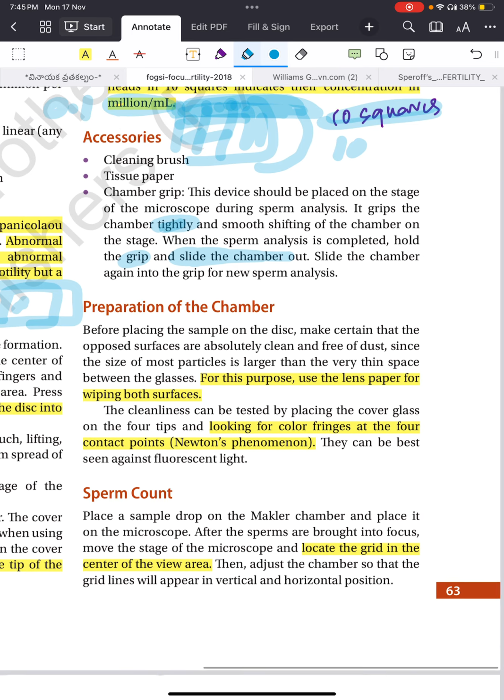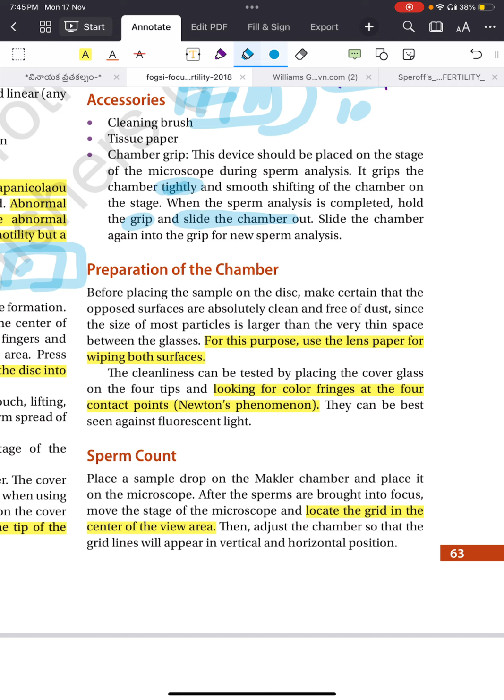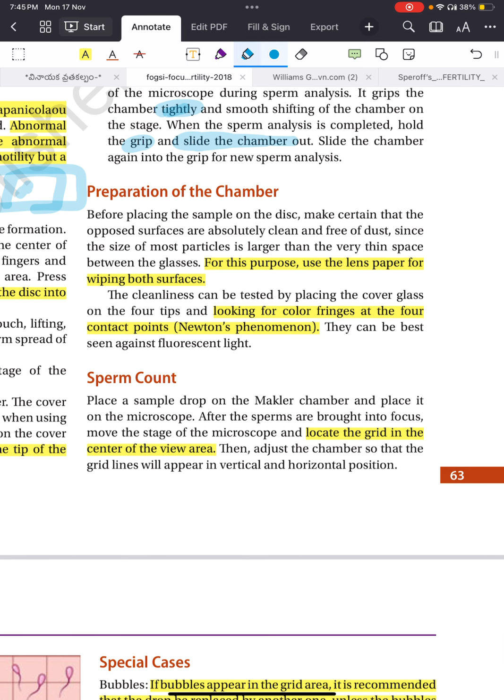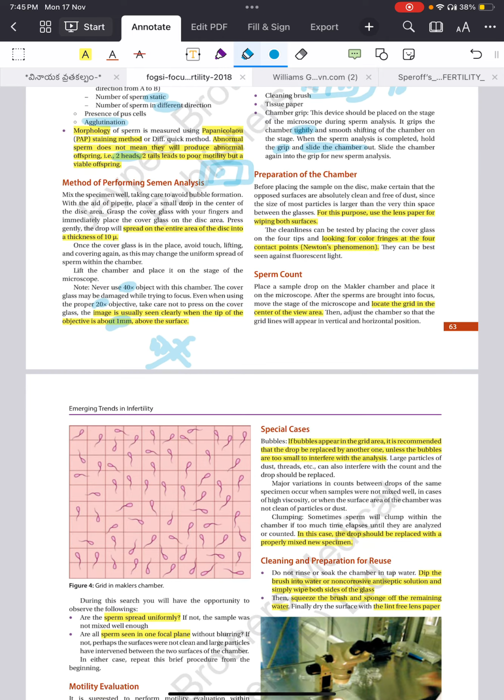How to prepare the chamber? Before placing the semen sample on the disc, make certain that it is absolutely clean, with no dust. For this purpose, we will use a lens paper for wiping the surfaces. We'll place a cover slip and look for color fringes at four contact points. Sperm count, I already told. We'll place a small drop on the chamber, and after the sperms are brought into focus, locate the grid in the center of the view area.